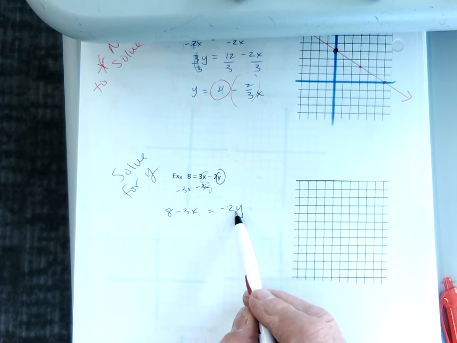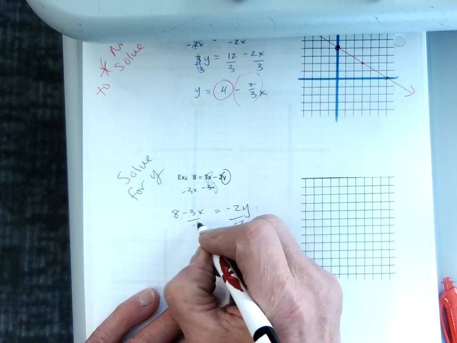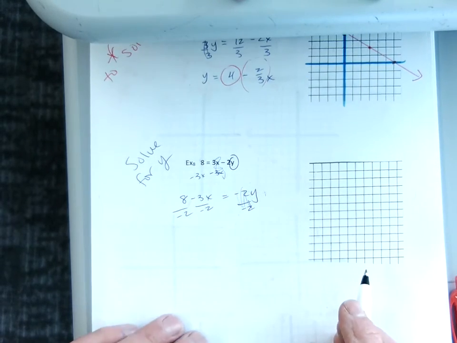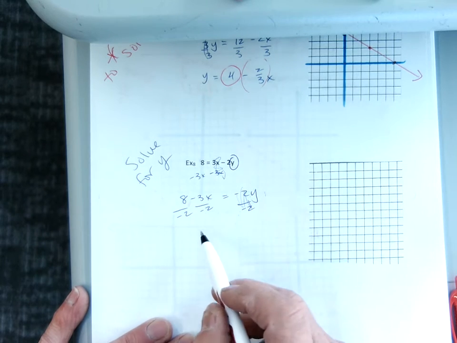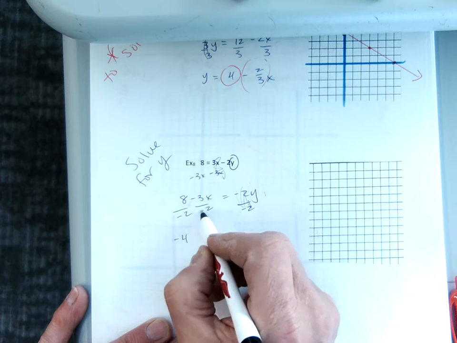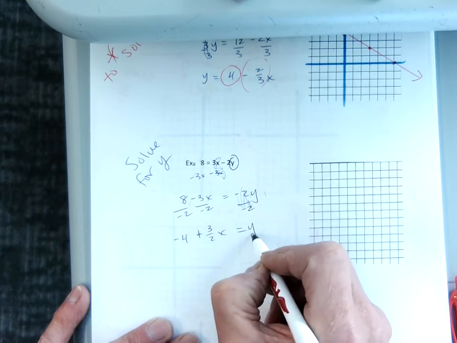Well, it's negative 2 times y. So to undo that, we just divide everything by negative 2. Cancel, cancel, cancel. All right, that's a negative 4. Negative divided by a negative is a positive, 3 over 2 x equals y. Okay, I can graph this one.